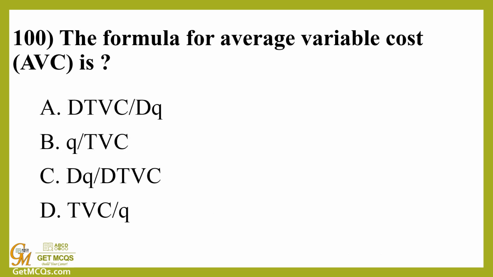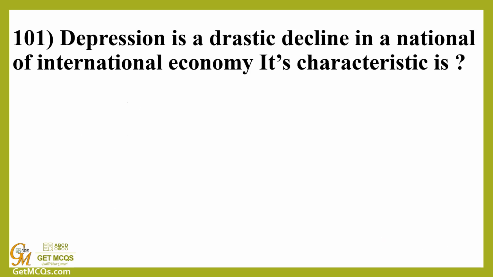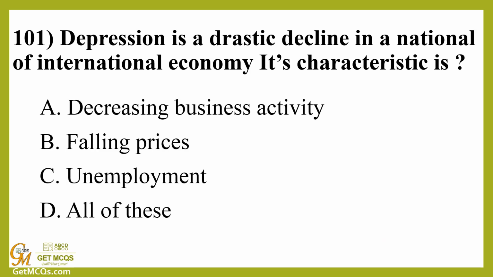100. The formula for average variable cost, AVC, is D. TVC/Q. 101. Depression is a drastic decline in a national or international economy. Its characteristic is D. All of these.